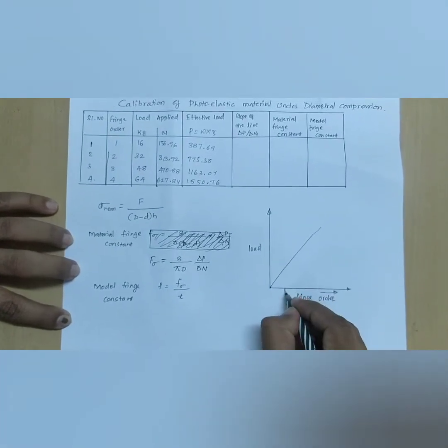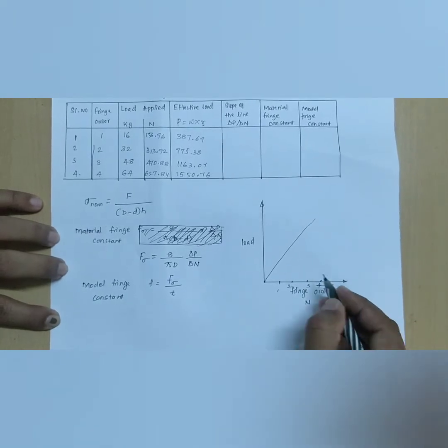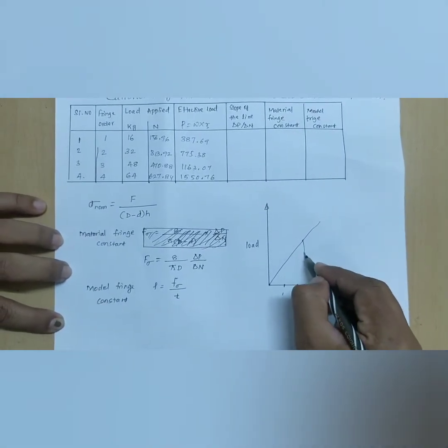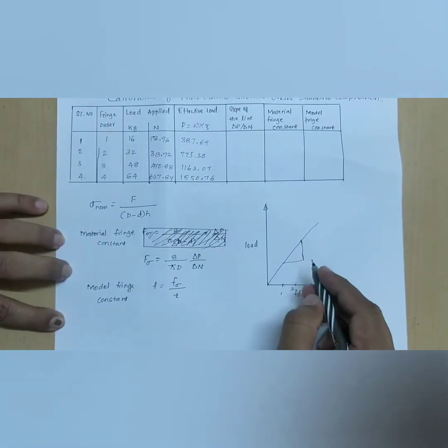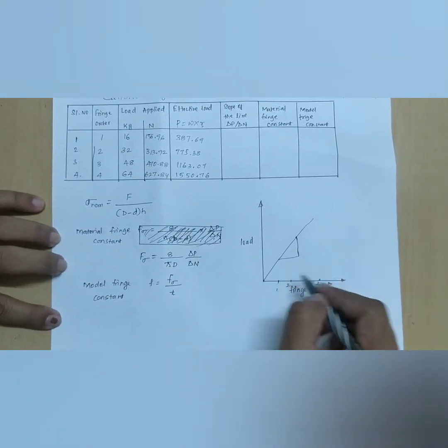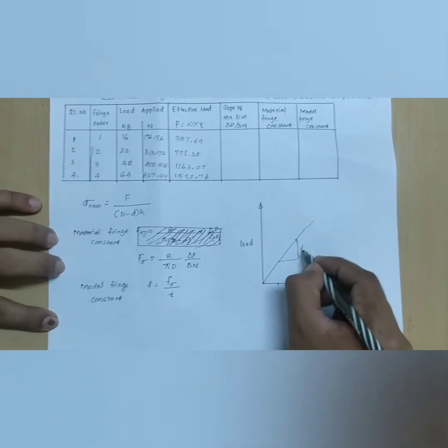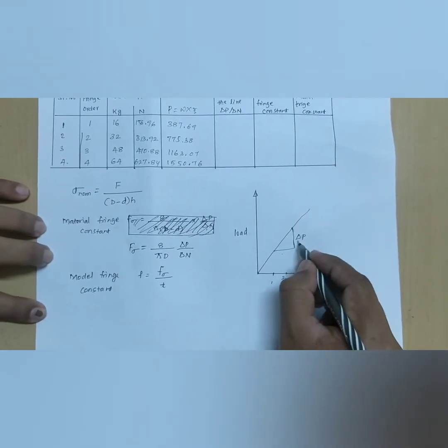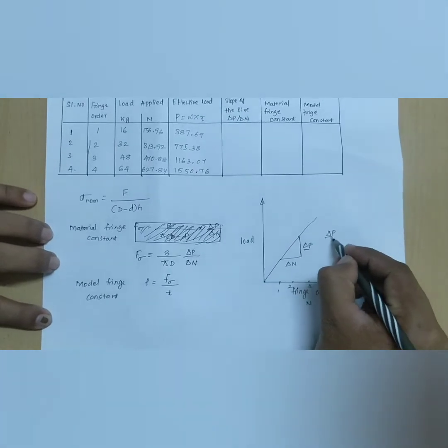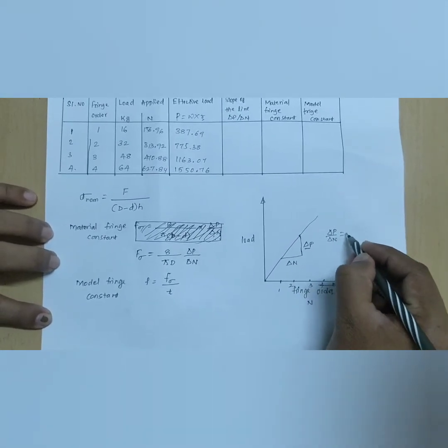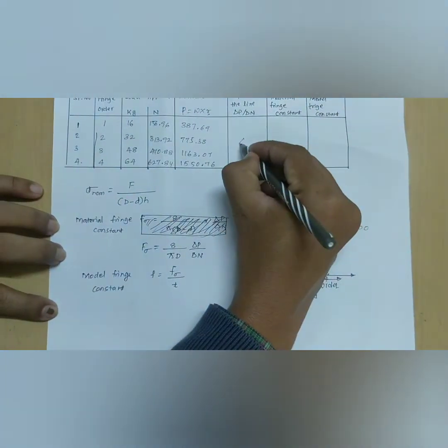For fringe order 1, fringe order 2, fringe order 3, fringe order 4, you would get approximately a graph like this. I'm not plotting the graph according to scale, so I'm taking approximate values. This will be delta P, the change in the load values, and this will be the change in fringe order. According to the actual scale, if you plot it, you get around 400, so that will be taken here.